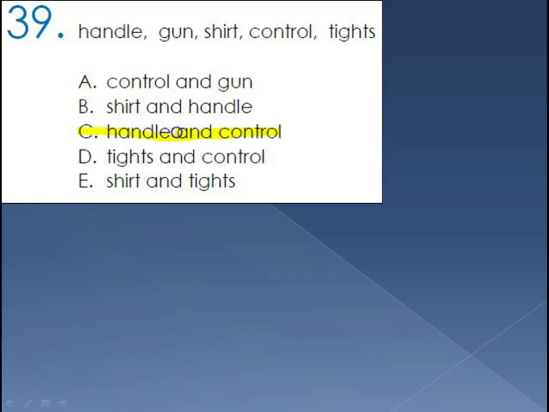To handle something means you're taking care of it, or you're taking control of that situation. So maybe your teacher could say, will you handle that? Will you handle this situation, or will you control this situation? So similar meaning words. So the answer has to be C.